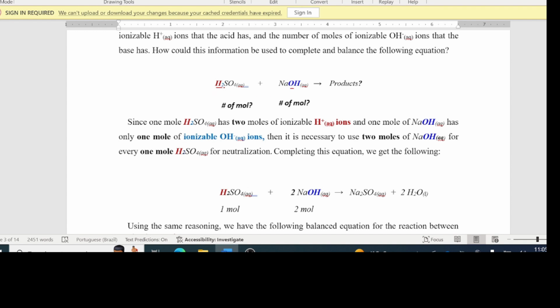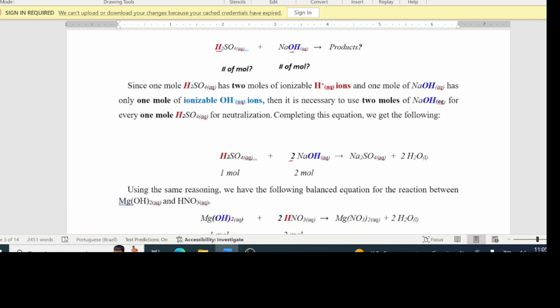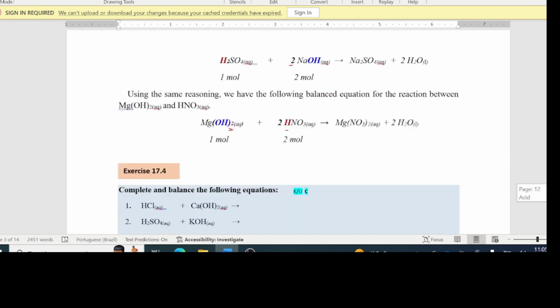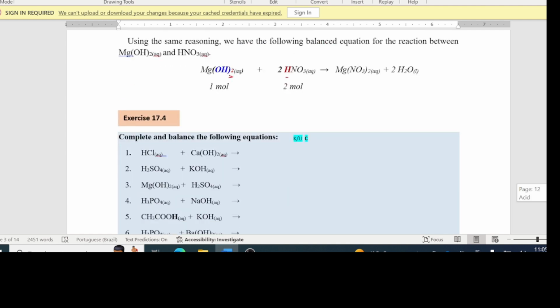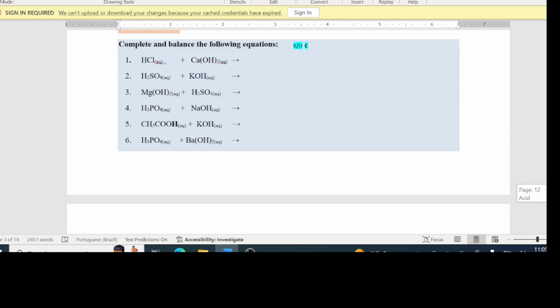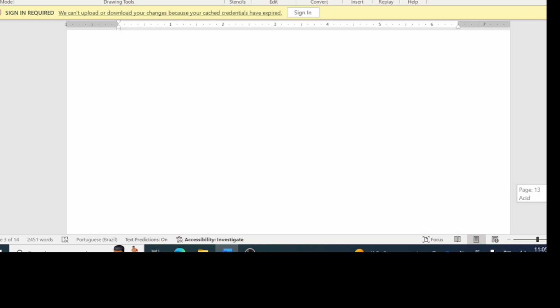You've seen 2 H's there. This has only 1 H. The obvious thing is to put 2 in front there, and you balance that equation. Okay? Now here, you have a diprotic base, 2 OHs, and you're balancing with this. Here, this one has 1 only, so you need to put a coefficient of 2 there to do that, and that's this there. Okay, and here you have some nice equations for you to balance, complete and balance these more, and that's it.